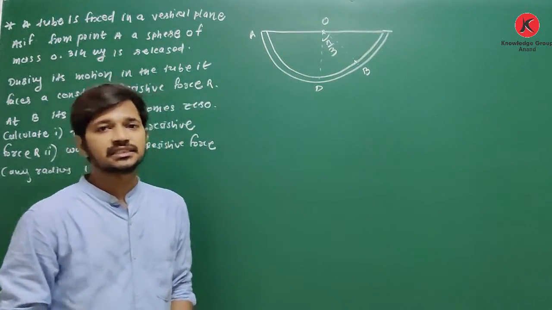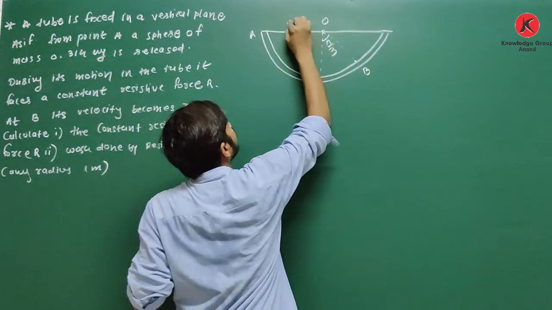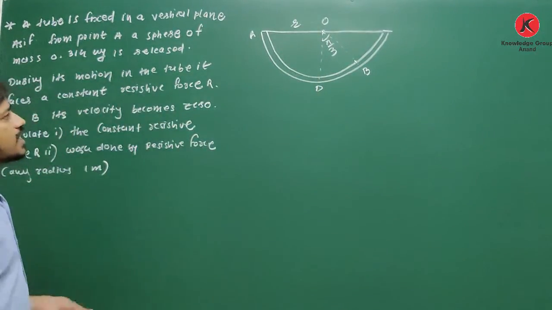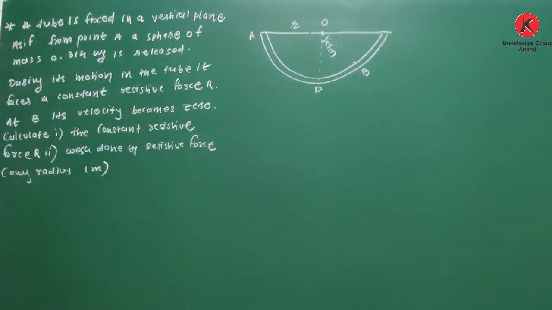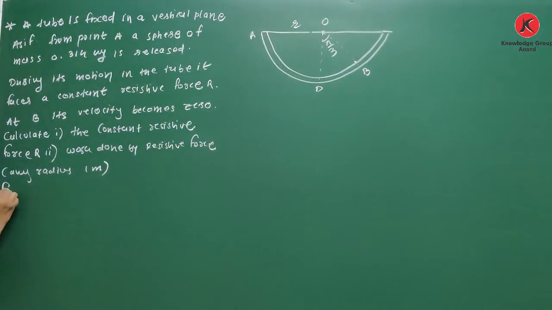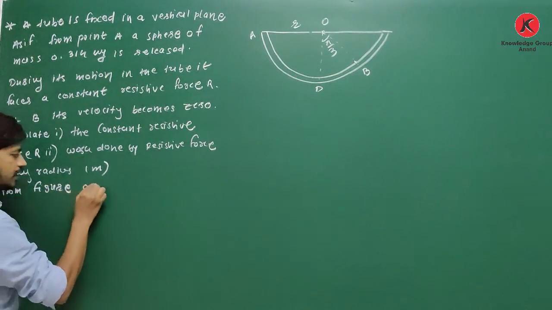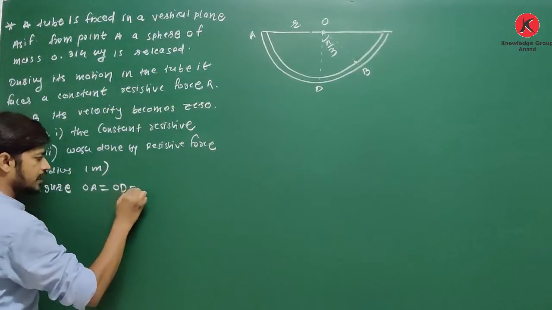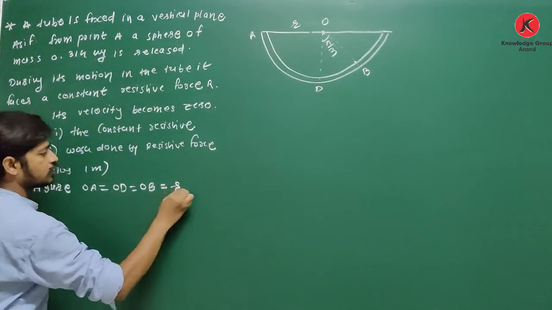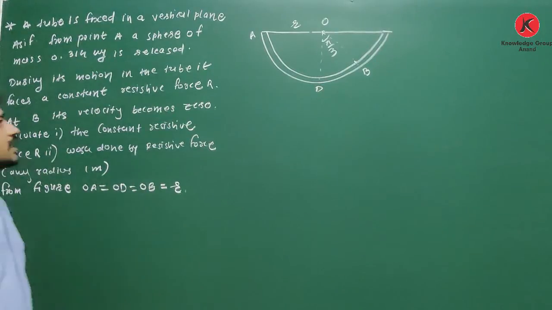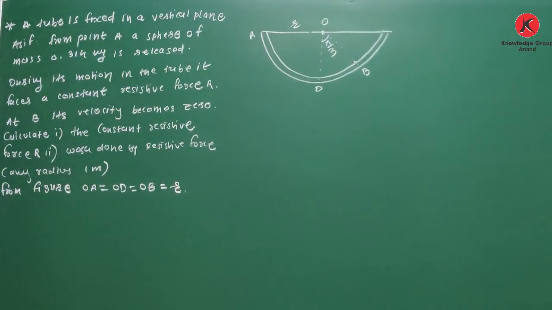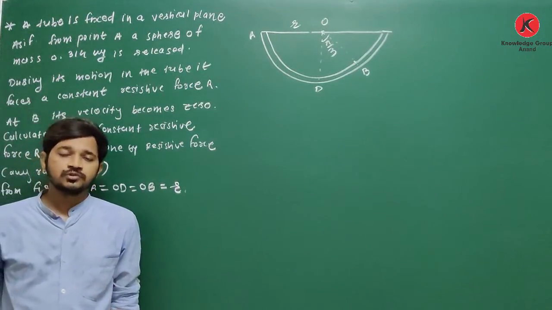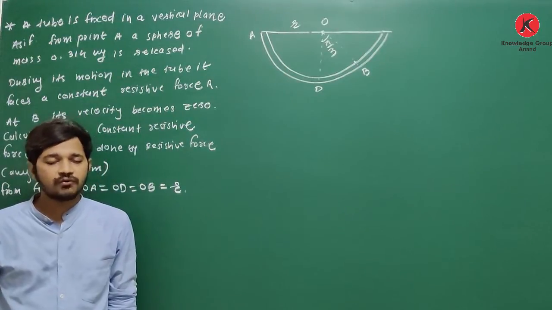You are given radius R. Yes, here from O to A, it is radius R. So see here, this OA, this OD, this OB, are radius, yes or no? So from figure, I can write OA is equal to OD is equal to OB is equal to nothing but radius. This angle you are given, it is pi by 3. Now what will we do? Here we have to use law of conservation of energy.